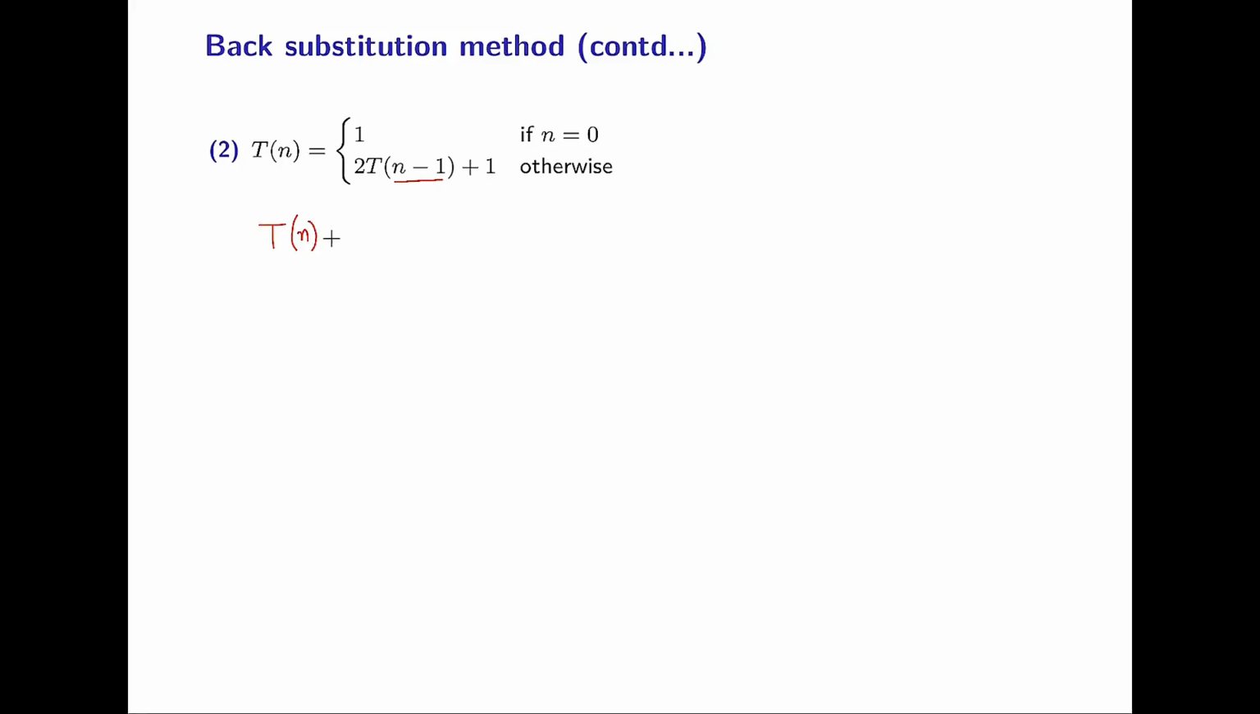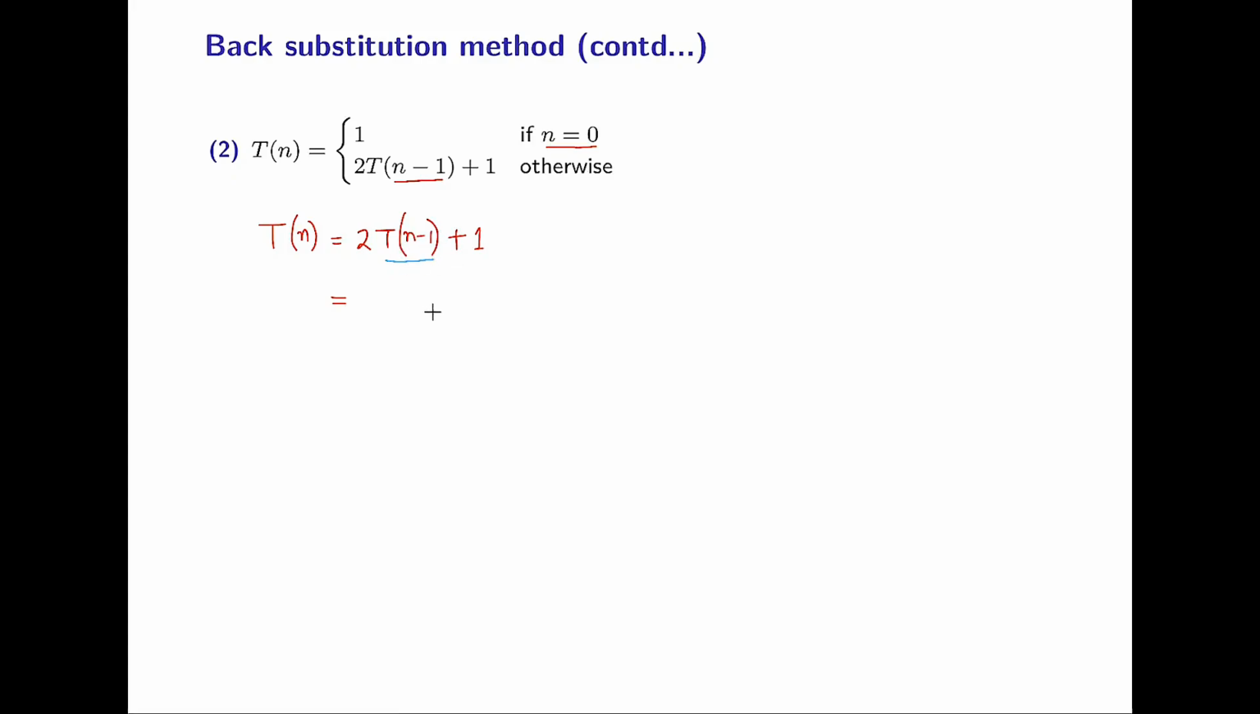So T(n) is equal to 2T(n minus 1) plus 1, right? Here you can see that when n is equal to 0, then T(n) equals 1. The base condition is for n equal to 0, because the input size is getting reduced by subtraction. In case of division, in most cases, you will see that when n is equal to 1, it reaches the base condition.